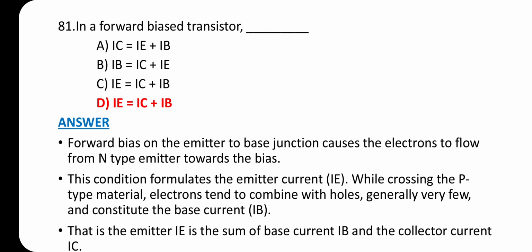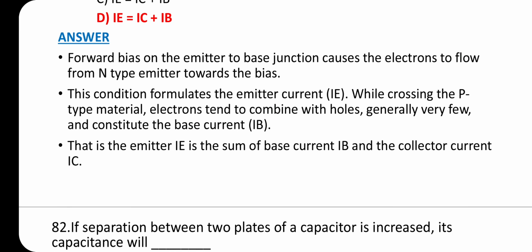81. In a forward biased transistor, IE equals IC plus IB. Forward bias on the emitter to base junction causes electrons to flow from the N-type emitter towards the base. This condition formulates the emitter current IE. While crossing the P-type material, electrons tend to combine with the holes, generally very few, and constitute the base current IB. That is, the emitter current IE is the sum of base current IB and collector current IC.